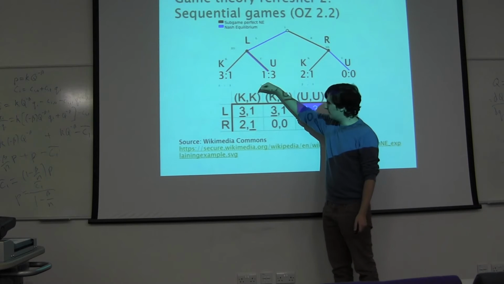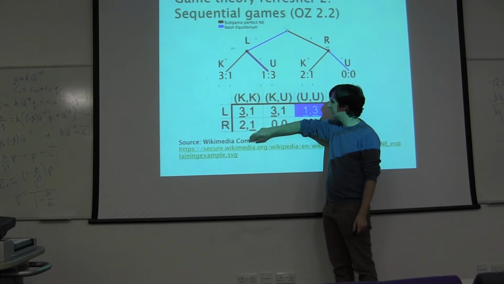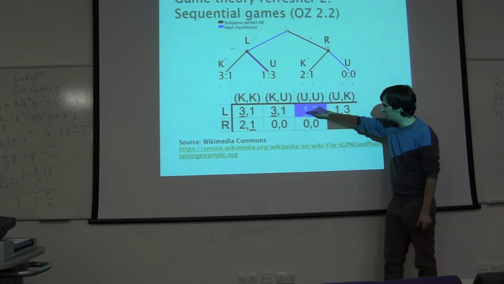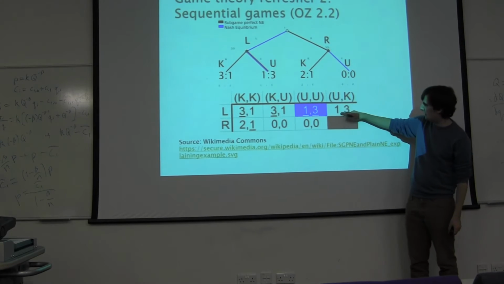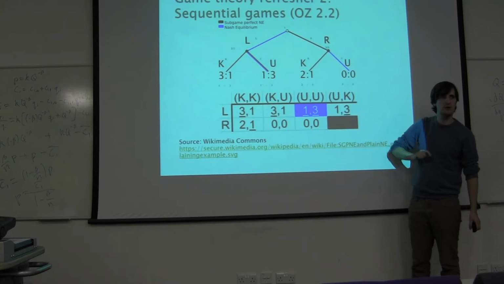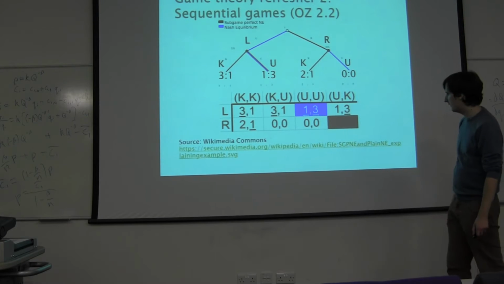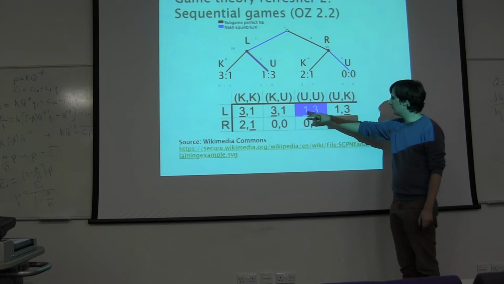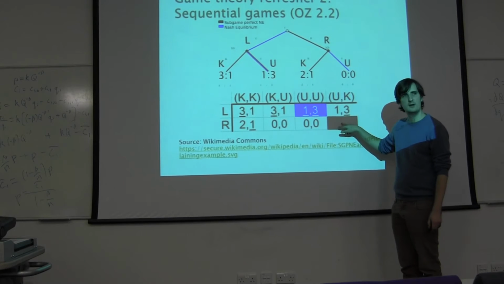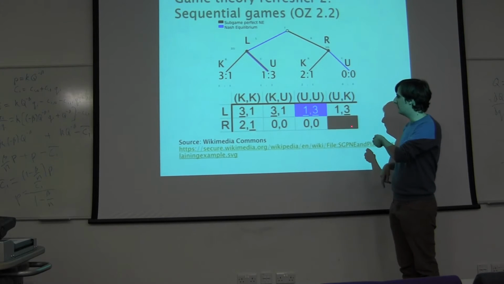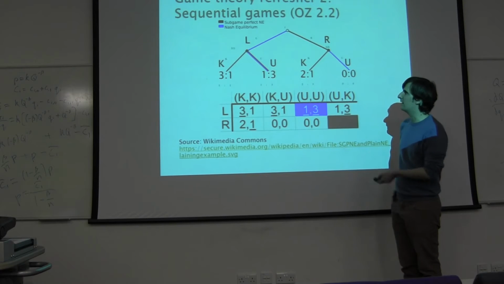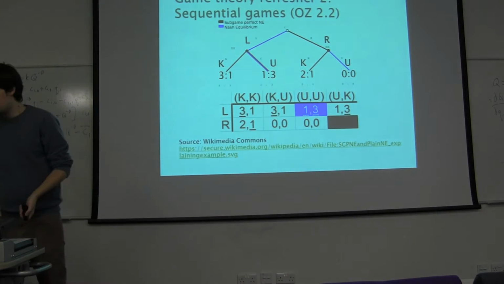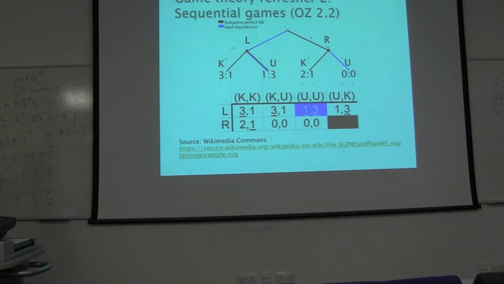Then for player 1, if player 2 was playing KK, player 1 would want to get 3 rather than 2, 3 rather than 0, 1 rather than 0, 2 rather than 1. So we've got two squares which have two things underlined: this one with 1, 3, and this one with 2, 1. So there are two Nash equilibria to this game. But one of them's a bit funny.